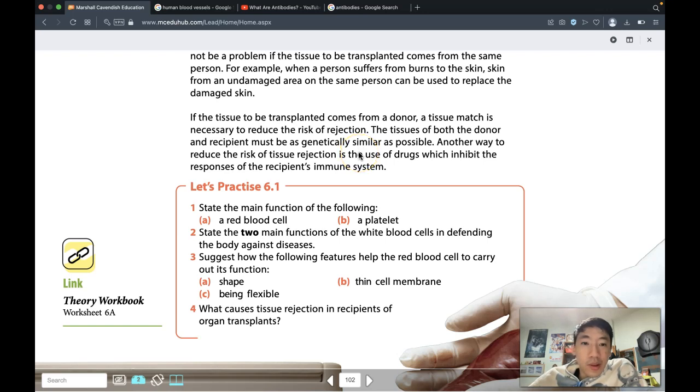Another way of preventing this is, of course, using medicine. When I say drugs, I don't mean bad drugs. Drugs is just a term used for medicine in general. These drugs inhibit the responses of the recipient's immune system. So they try to lower and make the white blood cells not so active. But of course that comes with some other negative consequences. That means the person tends to fall sick easily, doesn't have good immunity, etc.